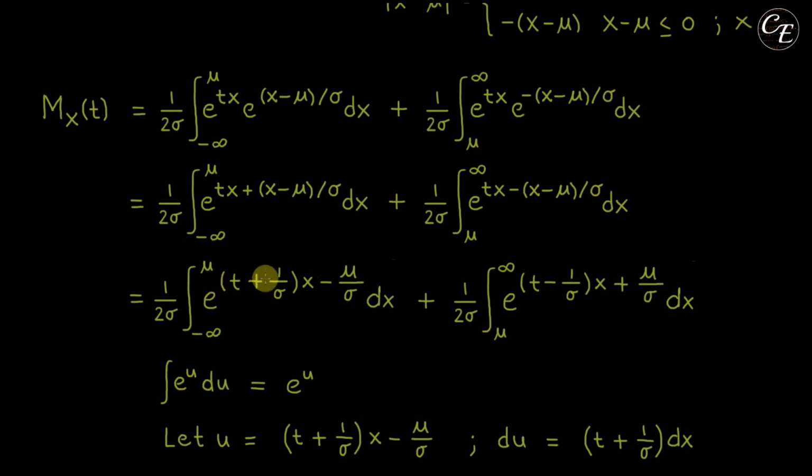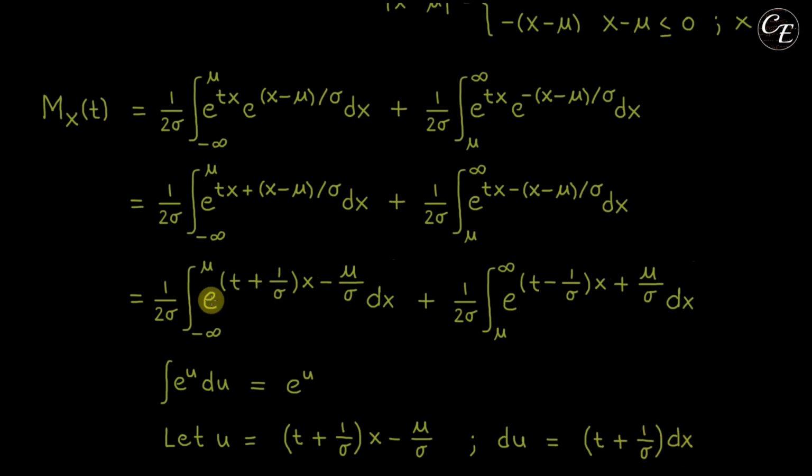In order to evaluate this integral expression, we can use the formula from calculus, which is the integral of e raised to u du is equal to e raised to u. Now if we let u be the exponent of e, which is copied in here, t plus 1 over sigma times x minus mu over sigma, then du will be the derivative of this one. Since x is the only variable in here, we have t plus 1 over sigma dx.